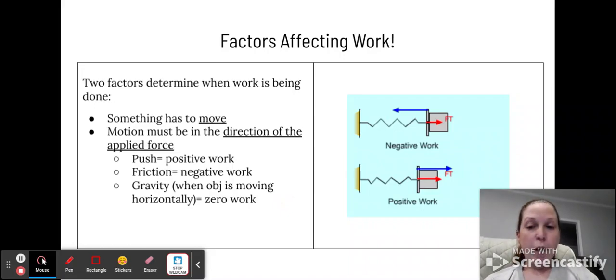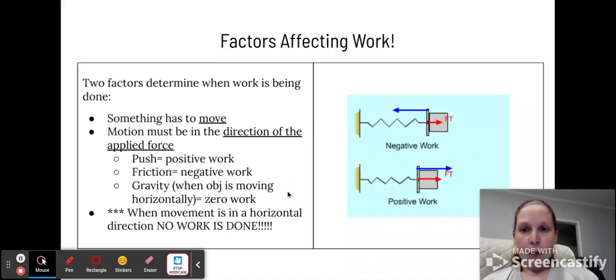Gravity, when an object is moving horizontally, does 0 work. We know that gravity is a force that is vertical. So if your object is moving horizontally, gravity only affects it vertically. That means there's 0 work being done by gravity. Gravity is not affecting that object because it's not moving up or down. So when movement is horizontal, no work is done by gravity.